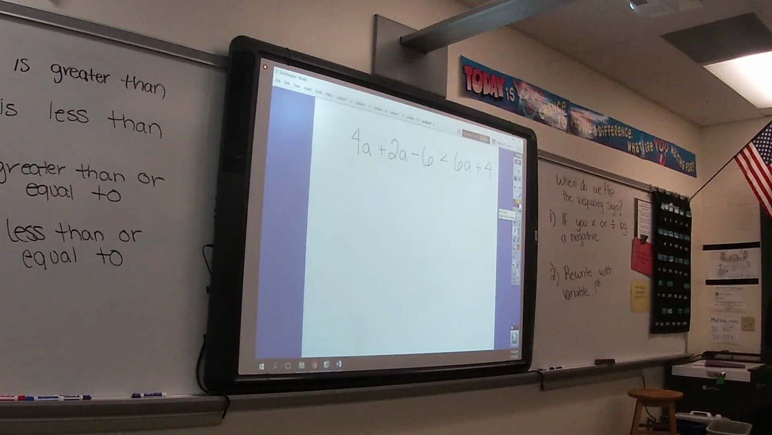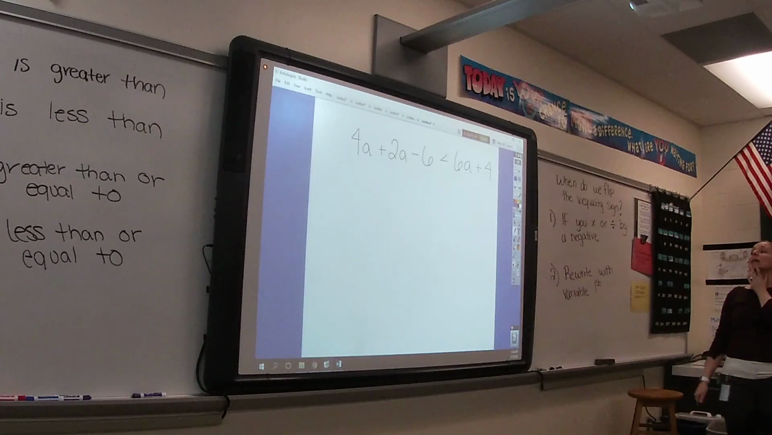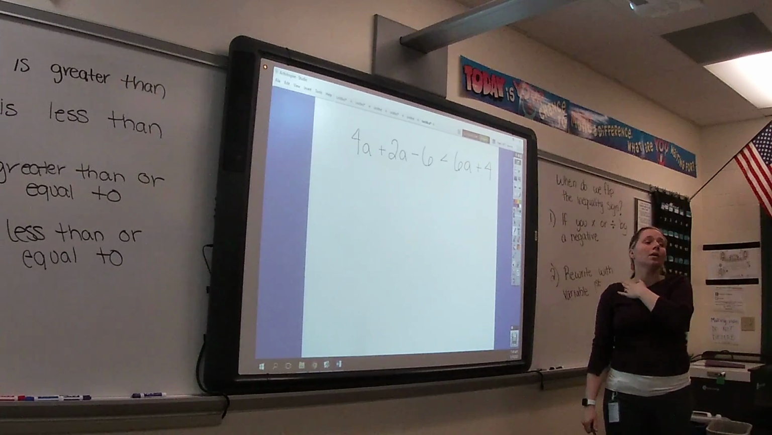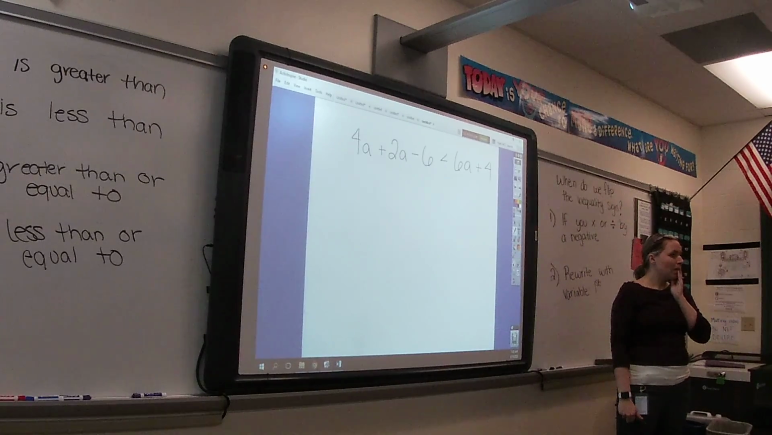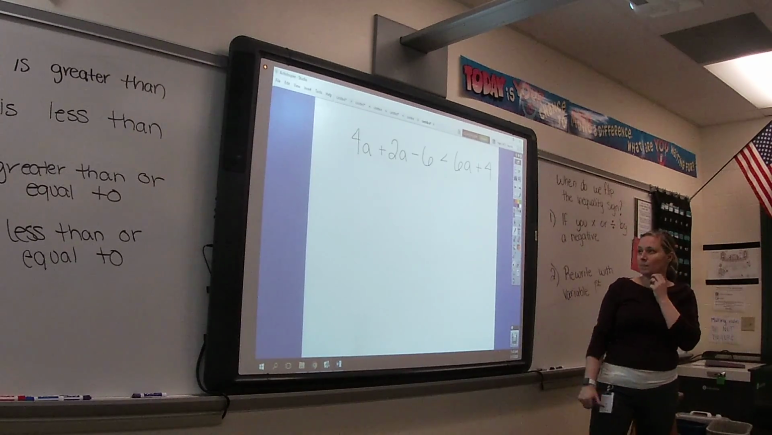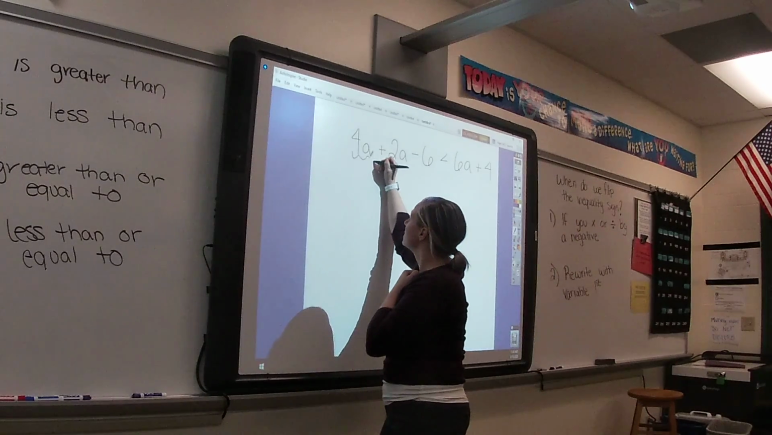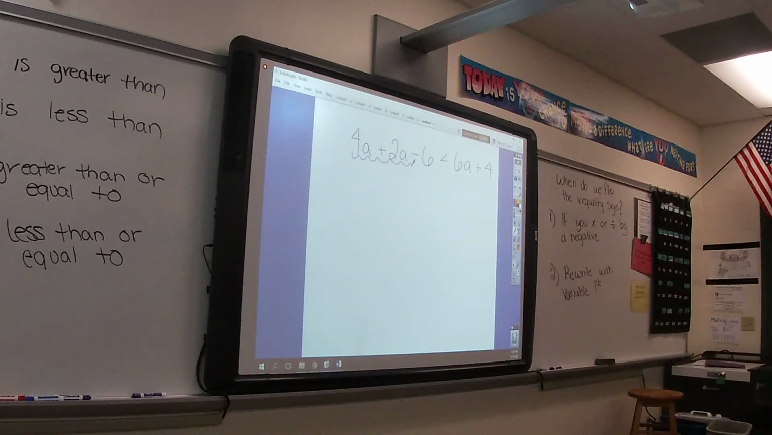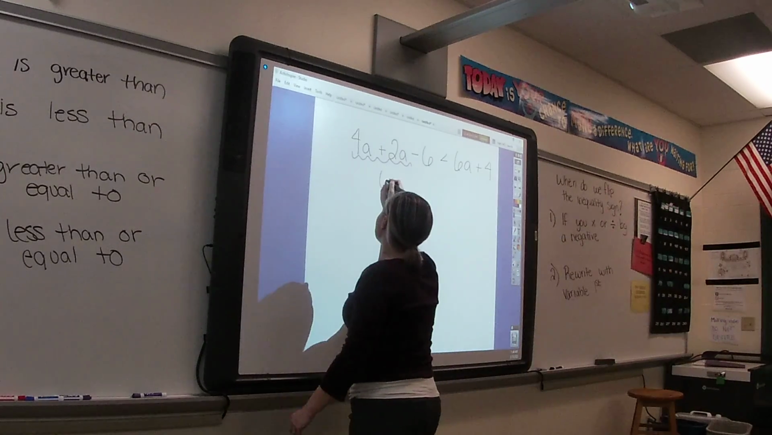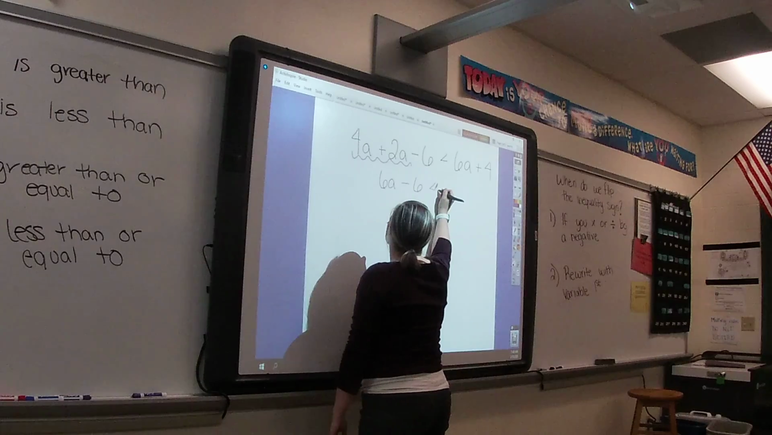Okay, step one, if there are parentheses, distribute. Do we see any parentheses? Nope. If there are like terms, combine them. Do we have any like terms to combine? Yes. Yep, right over here, these are like terms. So what is 4A plus 2A? 6A. Minus 6 is less than 6A plus 4.